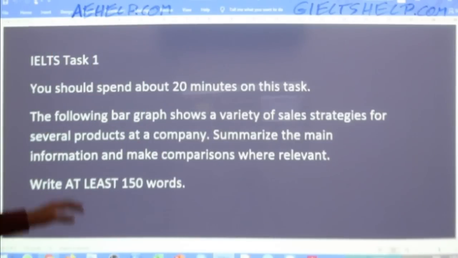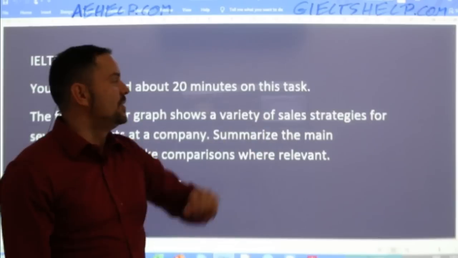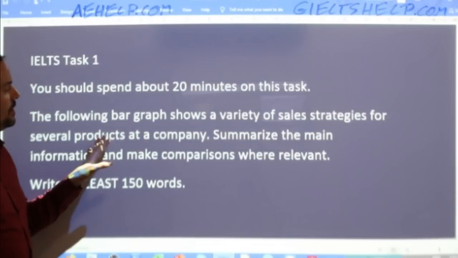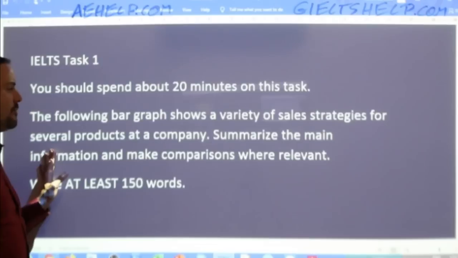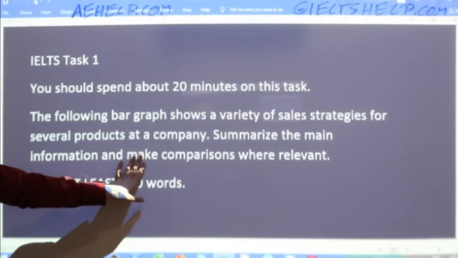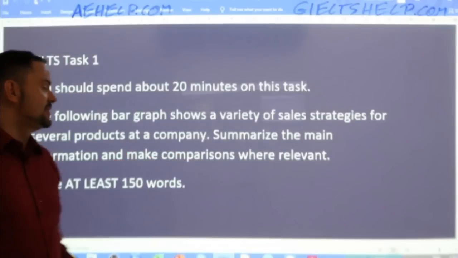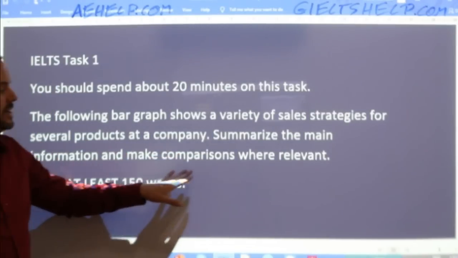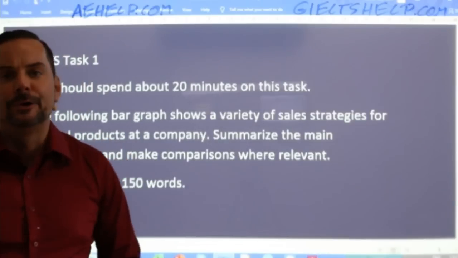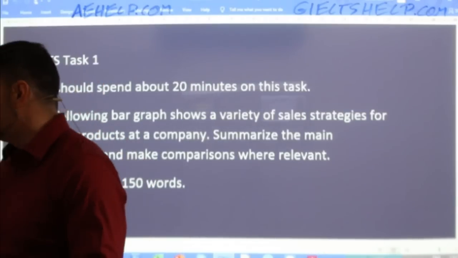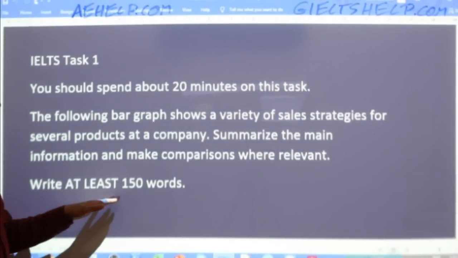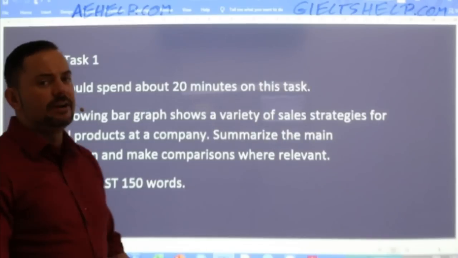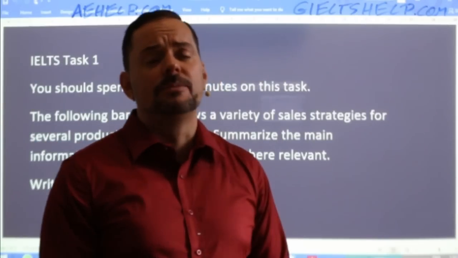Here we go. IELTS Task 1. You should spend about 20 minutes on this task. The following bar graph shows a variety of sales strategies for several products at a company. Summarize the main information and make comparisons where relevant. Write at least 150 words. That means you need to write a minimum of 150 words for task completion.